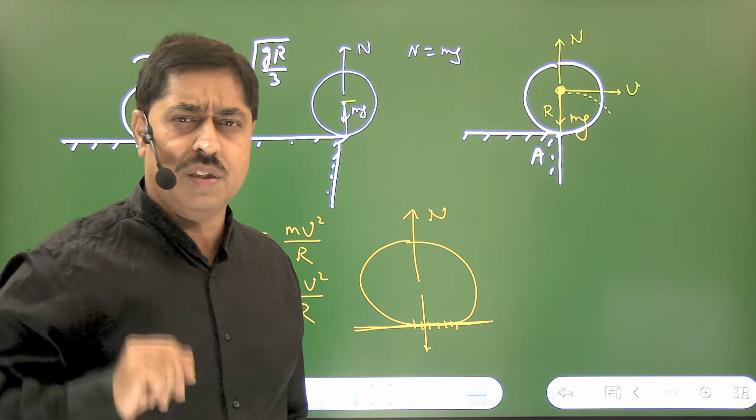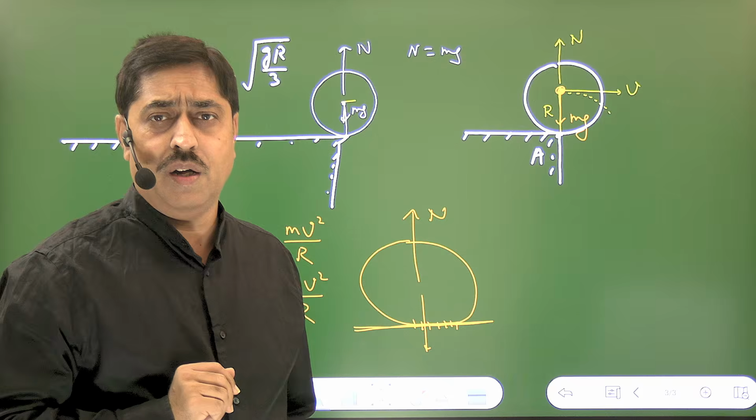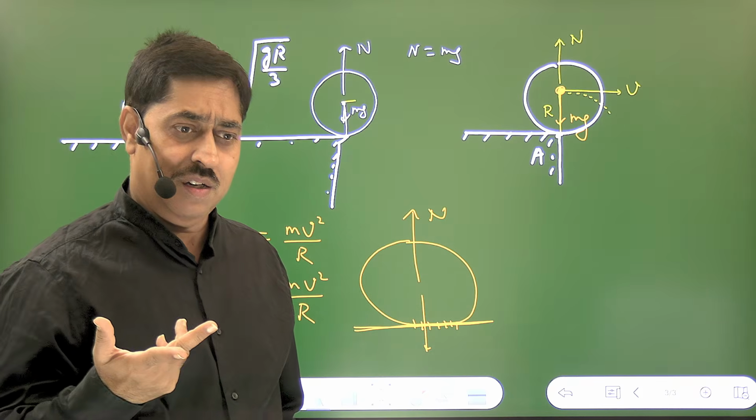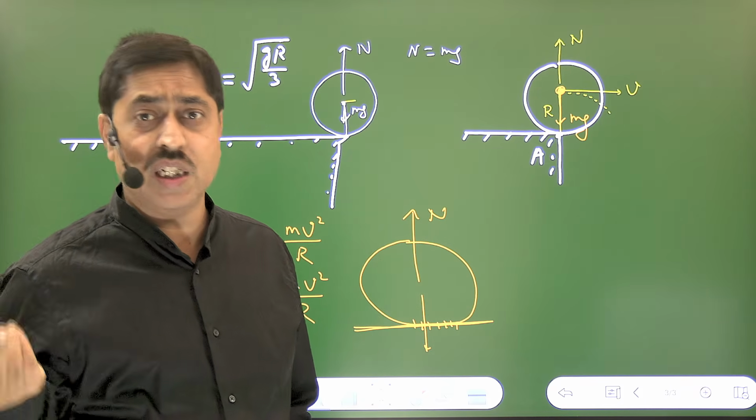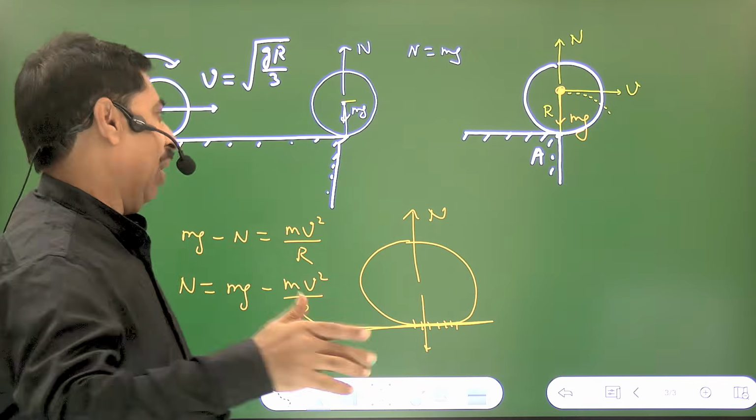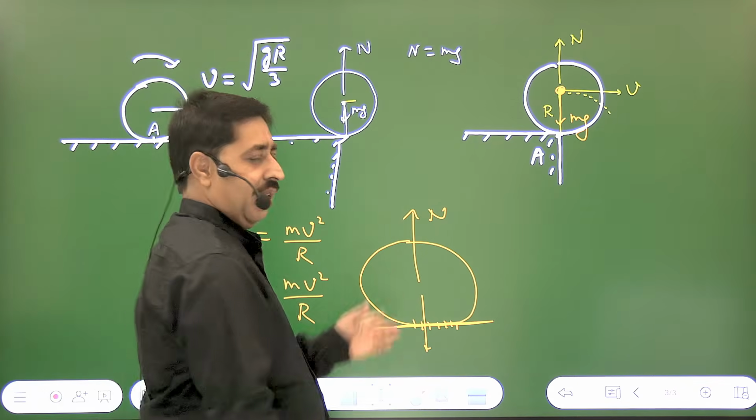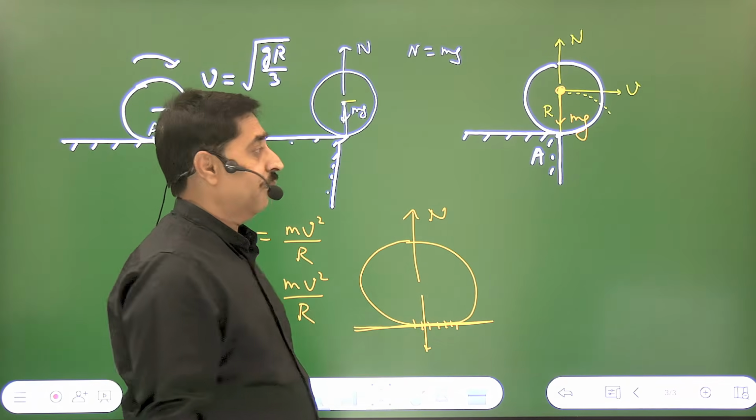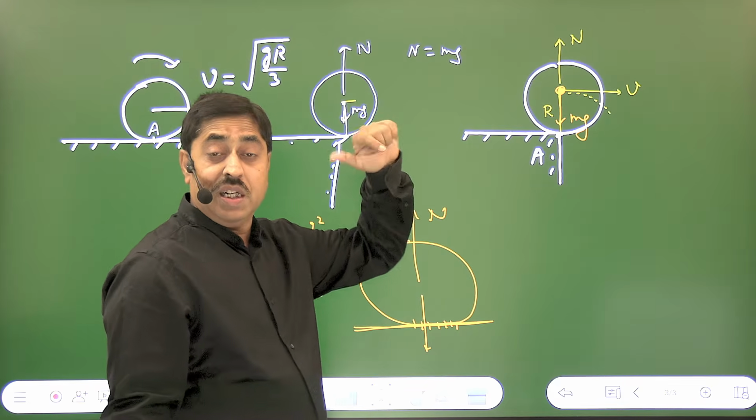There will be some change in the shape of the body. And, well, it can cause some energy changes as well. But okay, our body is a perfect rigid body. Forget about those things. So normal reaction has suddenly changed.